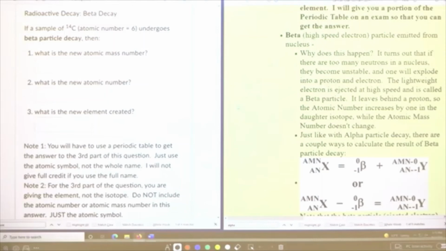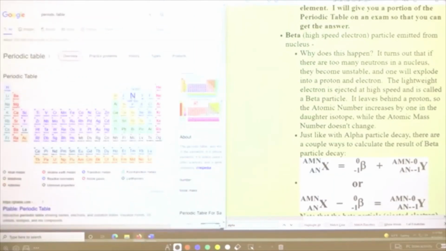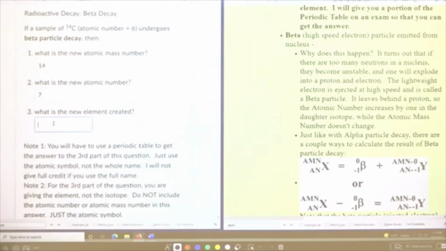When we do that, what happens to the number of protons? If we've created a new proton, then the number of protons has increased by 1, and that will now be 7. If we've turned a neutron into a proton, we haven't changed the total number of neutrons and protons, so that remains the same. Okay? And because we now have an atomic number of 7, if we look at the periodic table, we will find that nitrogen, N, has an atomic number of 7. So we put down N there. Does that make sense to everybody?